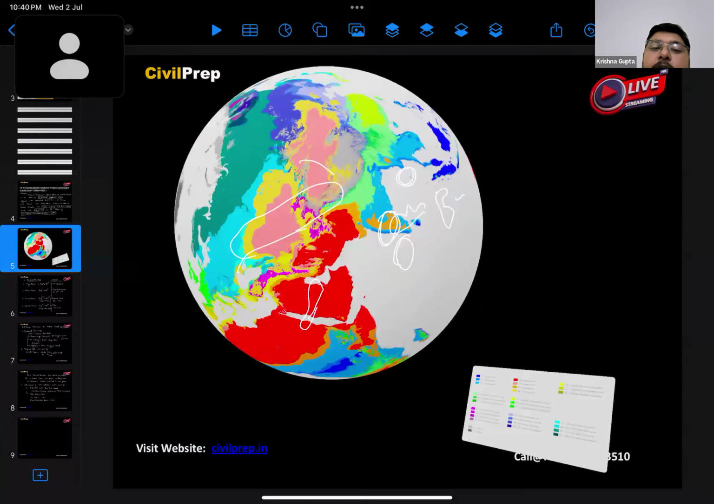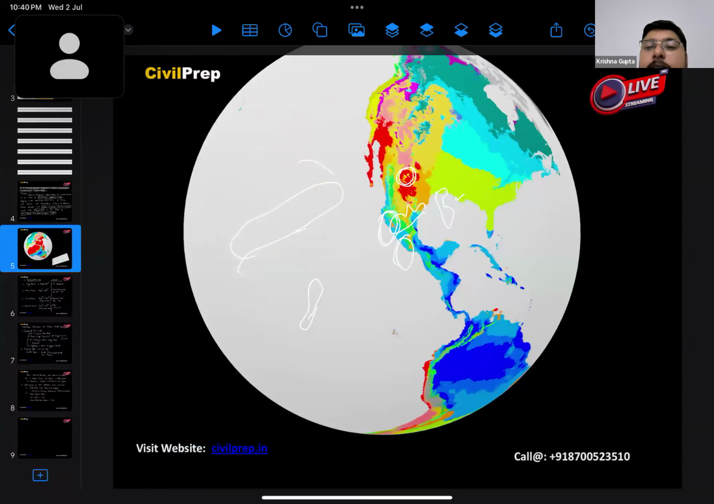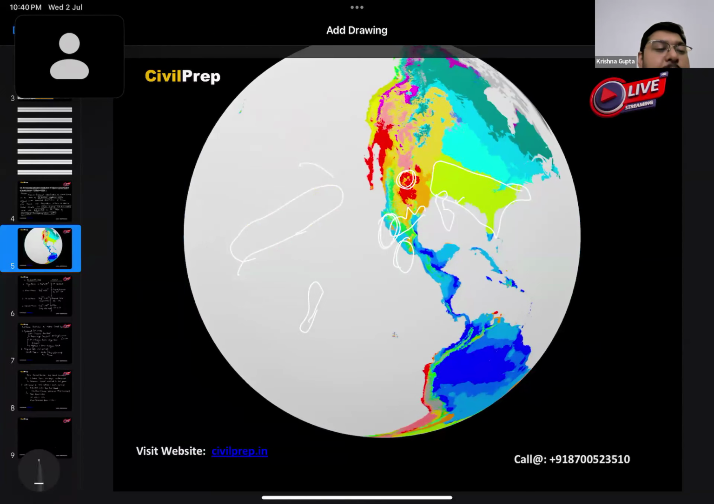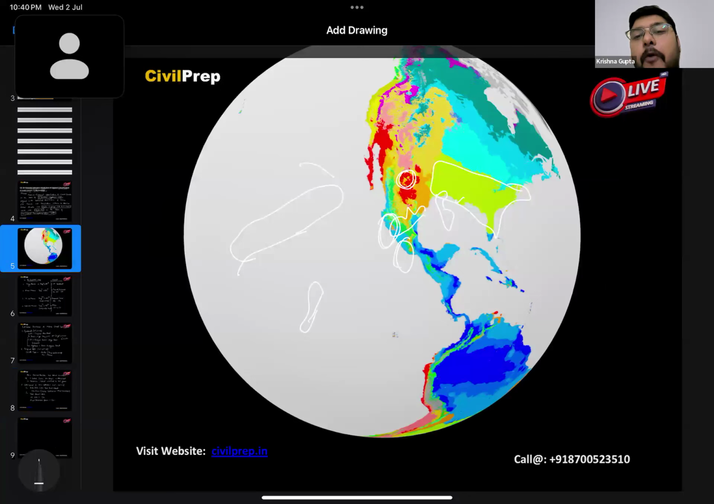Well, when we look at the region of the Southeast USA, here we can see that this is the Southeast USA. So here we can see this is the CFA type of climate, which is the cool climate here. Okay, which is the humid subtropical type of climate and which is majorly not very warm.